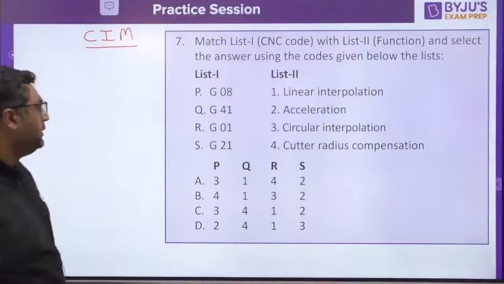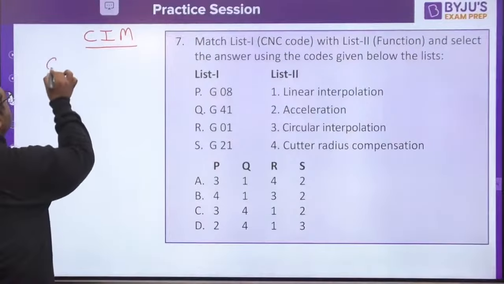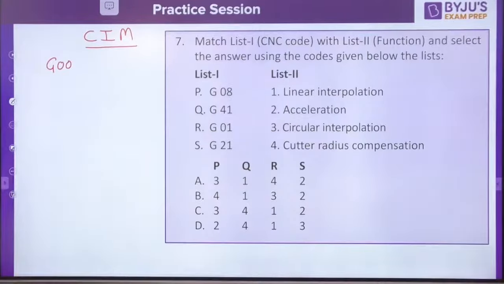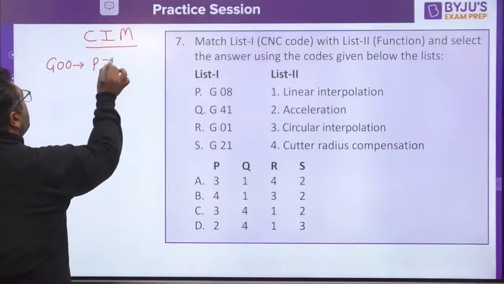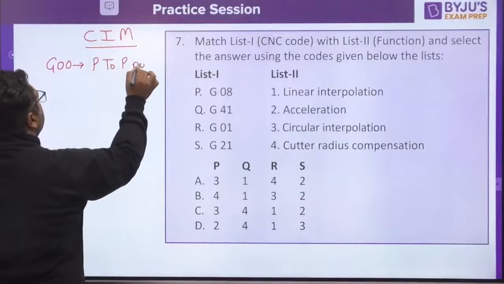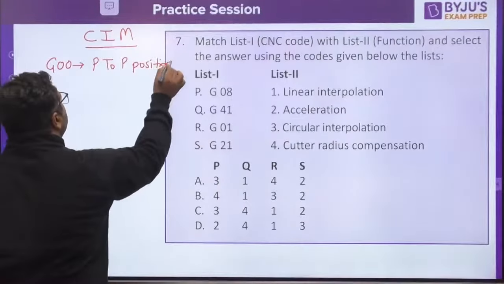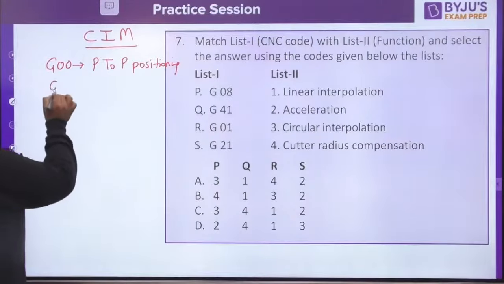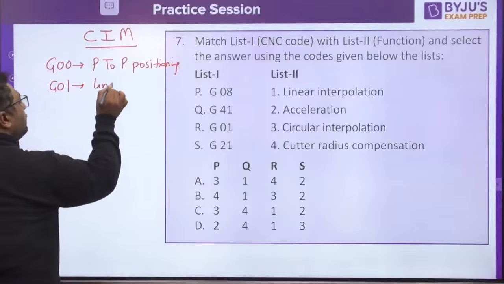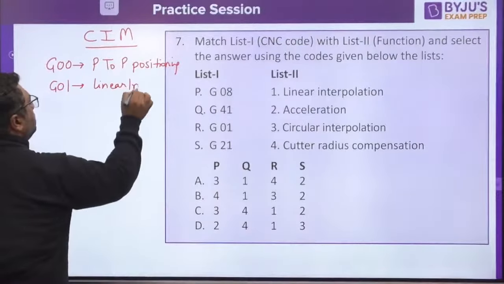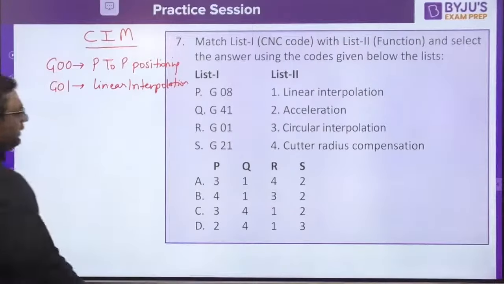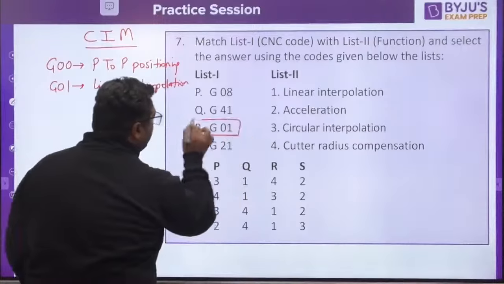Yes, yes, yes. So we have seen some codes. Let us see some famous codes. G00 is used for point to point positioning. Okay. We have seen some other code as G01, which is for linear interpolation. Do you remember it? So G01 is for linear interpolation.